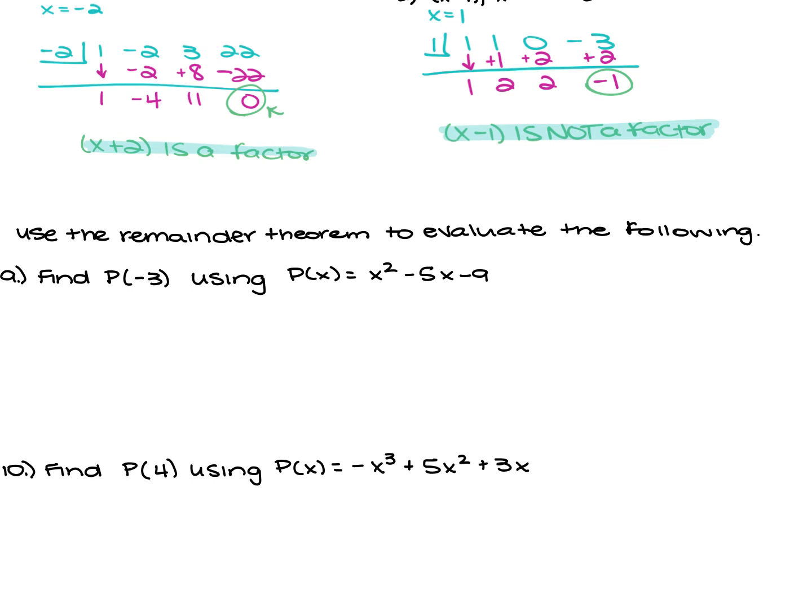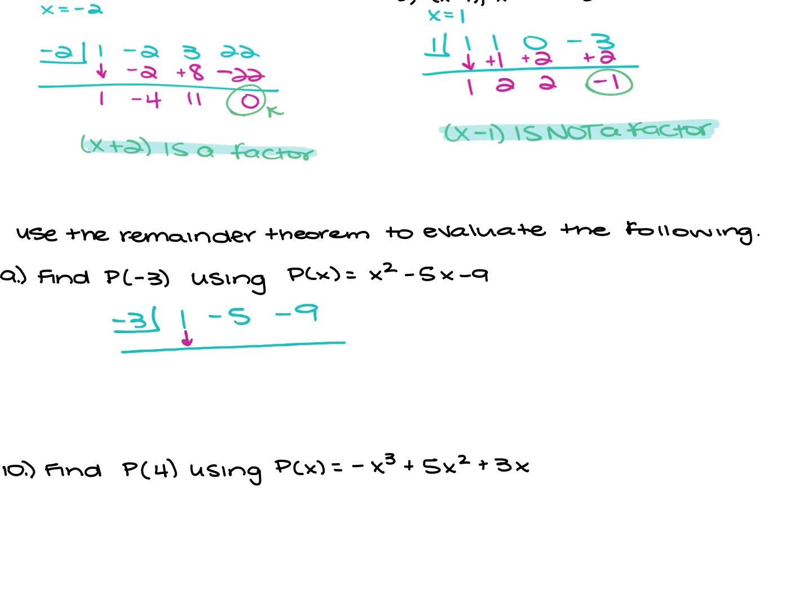For example 9, you have to find p of -3 using p of x is equal to x squared minus 5x minus 9. So it gives us the number that's going on the outside, which is going to be that -3. Your x squared minus 5x minus 9 gives you your coefficients and your constant. All of your powers are represented from 2 to 0. So that's just going to give us a 1, a -5, and a -9.